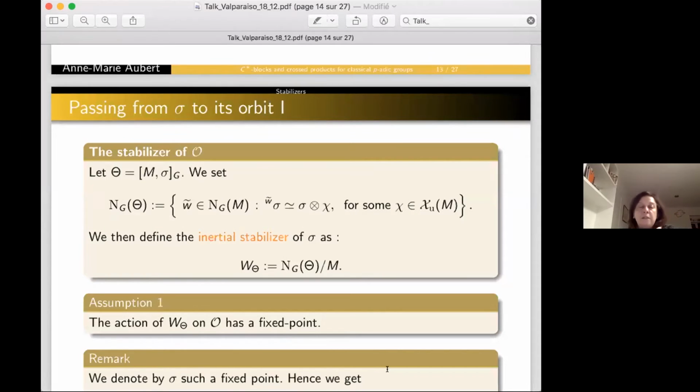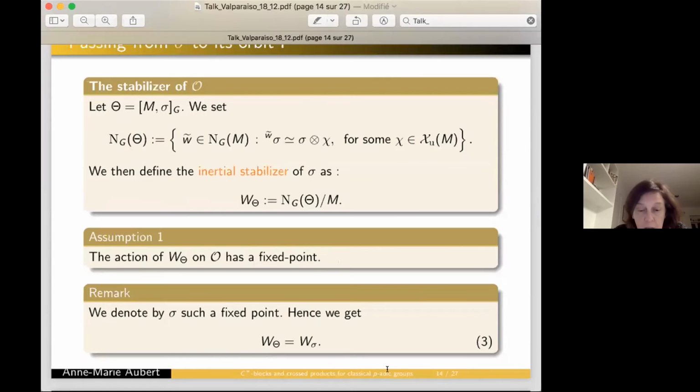Until now we have made no assumption, but now we will have two assumptions. The first one is that the group, this inertial stabilizer W theta, acts on the orbit O, and the assumption is that this action has a fixed point. It's just a way to reformulate it, which means that if you call sigma such a fixed point, then the stabilizer of sigma coincides with the one of theta.